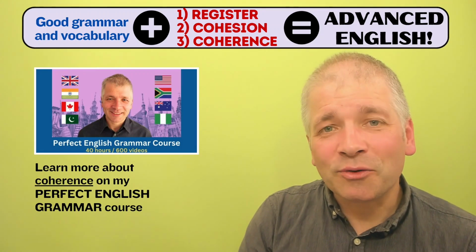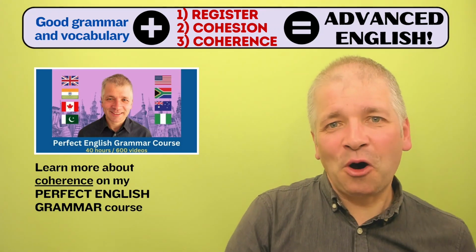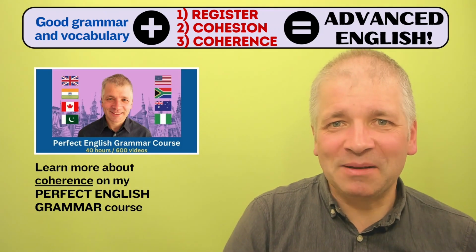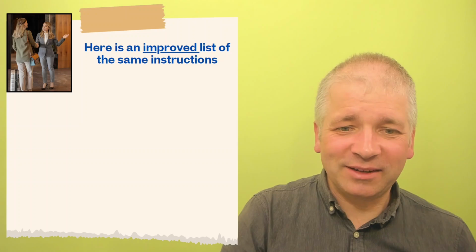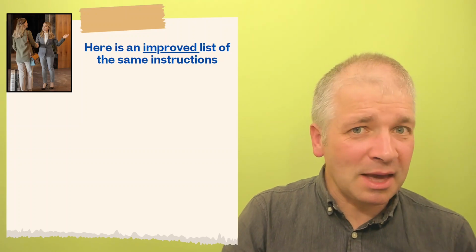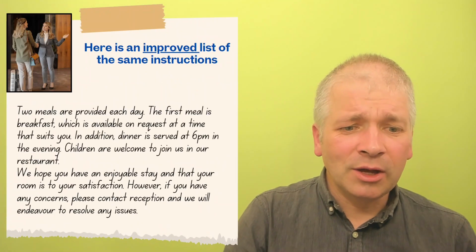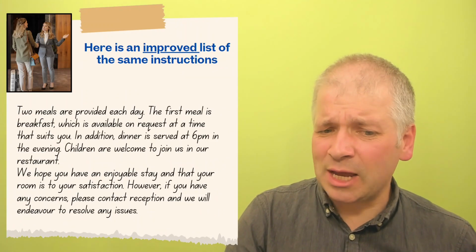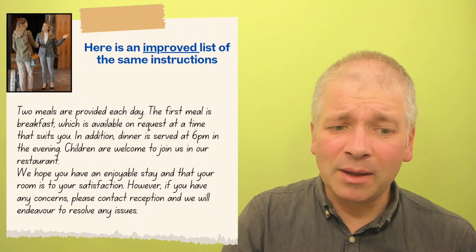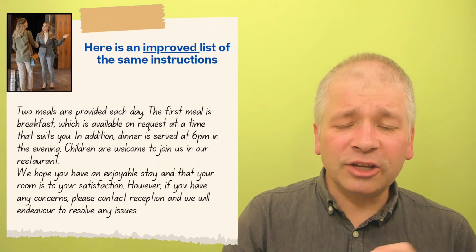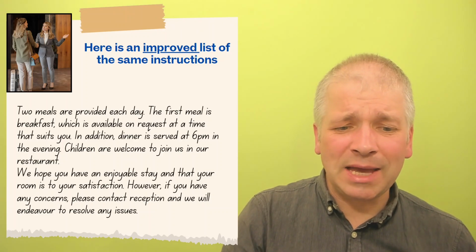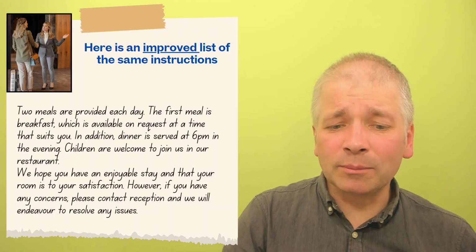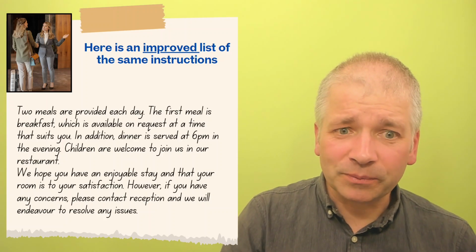I guess you're wondering what a better version of the hotel text would have been. So let's finish with that. Here's an improved list of the same instructions. 2 meals are provided each day. The first meal is breakfast, which is available on request at a time that suits you. In addition, dinner is served at 6 p.m. in the evening. Children are welcome to join us in our restaurant.